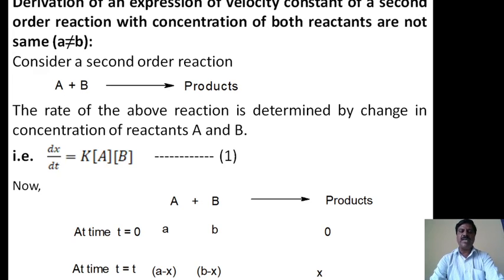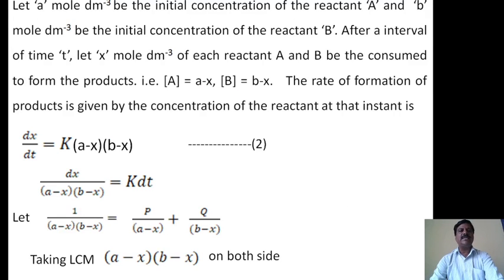The same can be written in words. Let A mole per dm cube be the initial concentration of the reactant A, and let B mole per dm cube be the initial concentration of the reactant B. After an interval of time t, let X mole per dm cube of each reactant A and B be consumed to form the products. That is, the molar concentration of the reactant A is A minus X, and the molar concentration of the reactant B is B minus X.